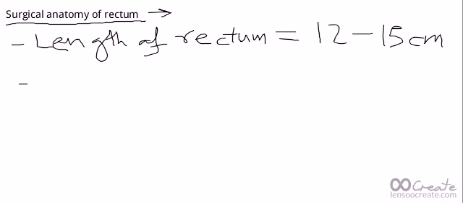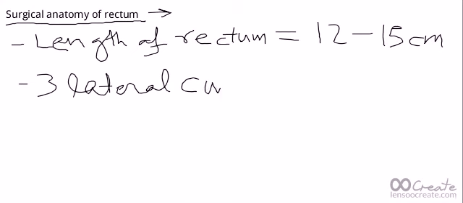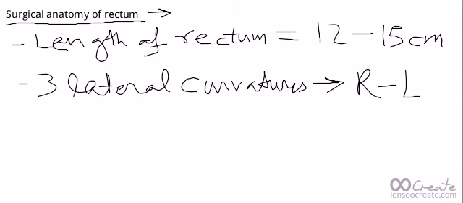The rectum has three lateral curvatures from right to left to right. Okay, what is their orientation? The orientation of these curvatures is right, left, right.